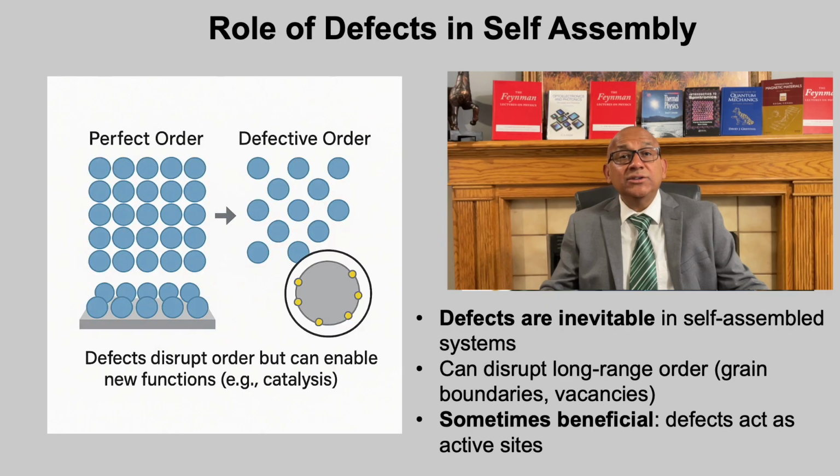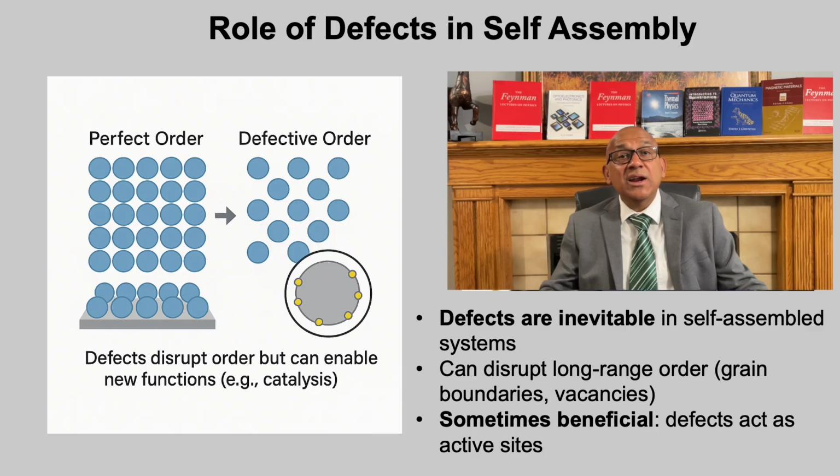Like in crystals, self-assembled nanostructures are never perfectly ordered. Defects are inevitable. These defects can include dislocations, grain boundaries, or vacancies in colloidal or polymer assemblies. While defects often disrupt long-range order, they are not always harmful. In fact, defects can be harnessed for specific functions.